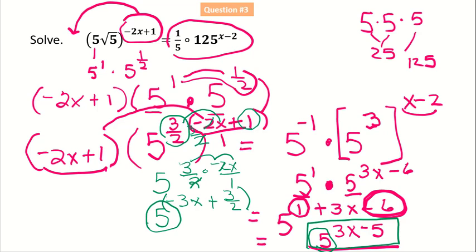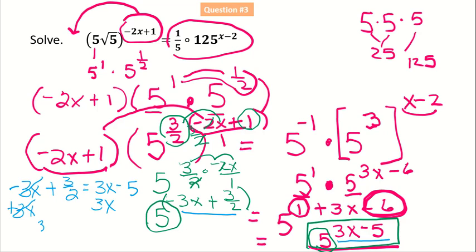Let me change my pen color one more time. Alright, so we set this equal to this, and then we solve for x. So negative 3x plus 3 halves is equal to 3x minus 5. I'm going to add this 3x to both sides just so that I can keep it positive. That's 0. And then I have 3 halves equals 6x minus 5. Add 5 to both sides.